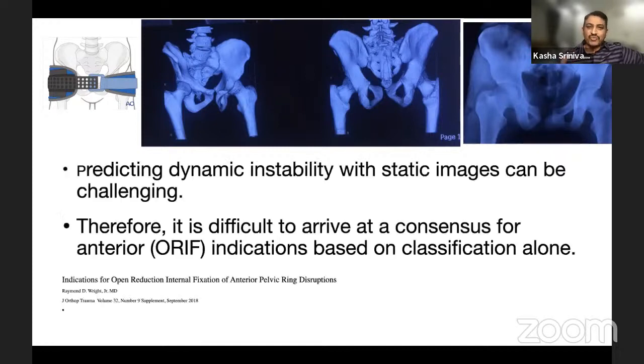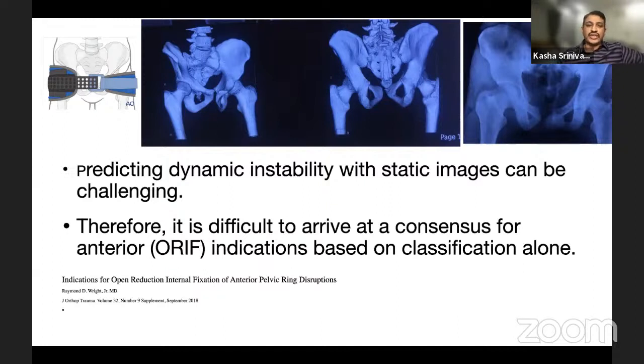almost normal. So predicting dynamic instability with a static image is challenging. One has to keep an eye on dynamic stability and examine in person in the casualty itself. And it is difficult to arrive at a consensus on whether to fix anteriorly with ORIF for the symphysis based just on the image.